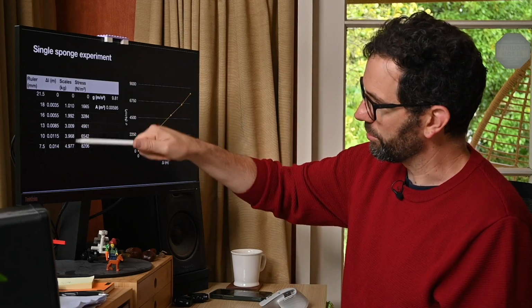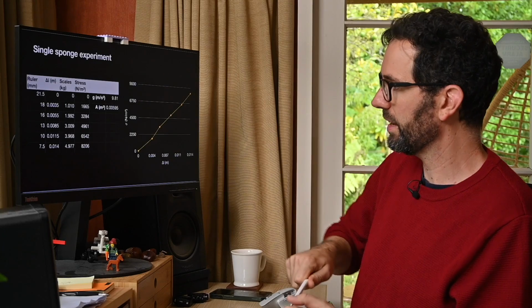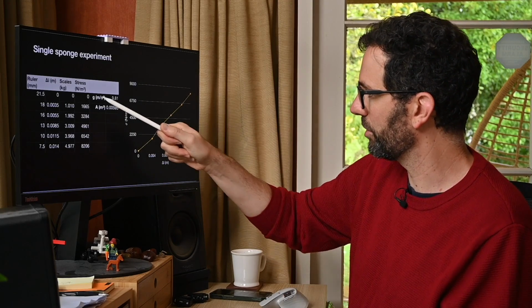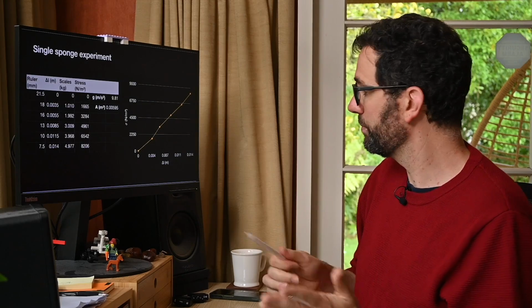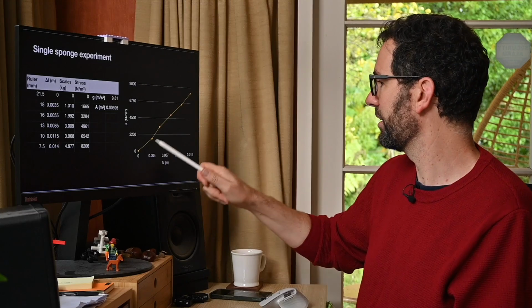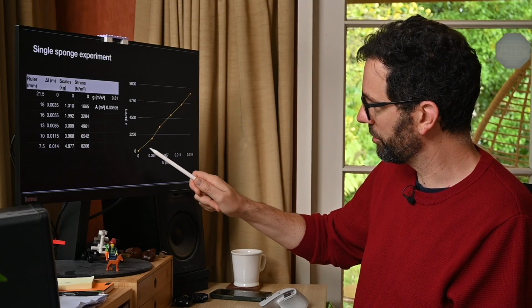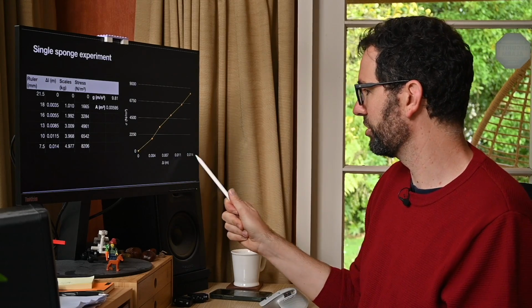Then I've got my reading from the scales, converted that to a stress just like we did before, using my area and my value of g, and that's kind of what we do. And then if we plot these results on a graph, you can see that it forms pretty much a straight line. I've put the stress on the vertical axis and the compression on the horizontal.